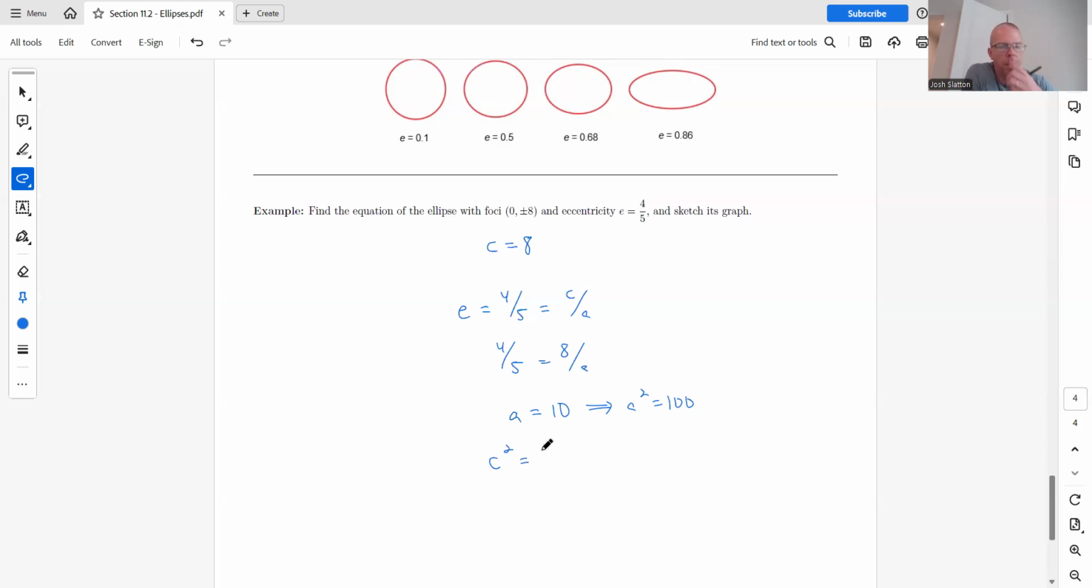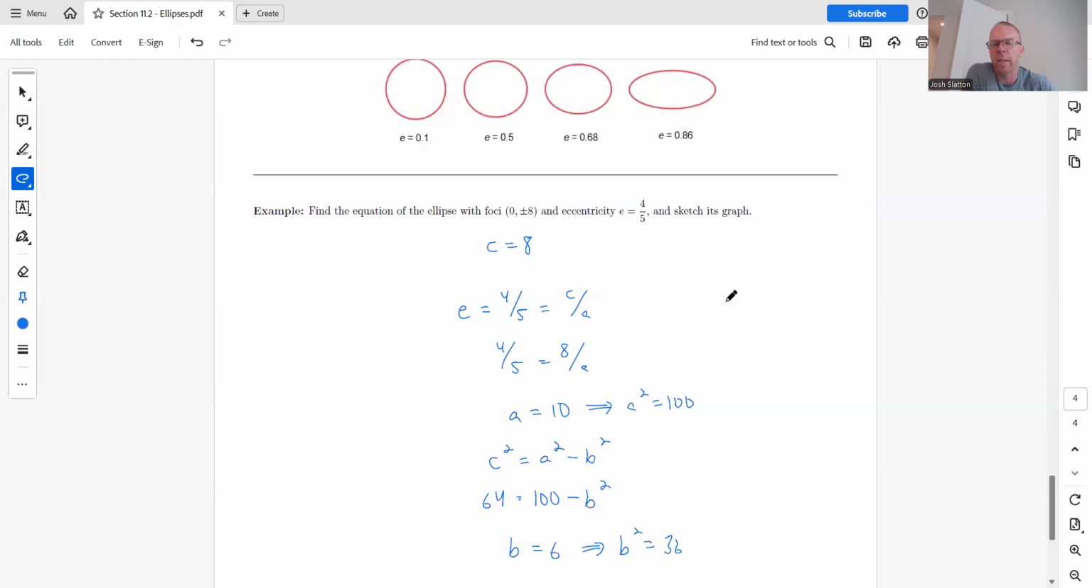So c squared is a squared minus b squared. So we have c squared is 64. a squared is 100 minus b squared. So that tells us that b squared is 36. So b is 6. Or I guess for the equation, we need b squared anyway. So that gives us the equation.